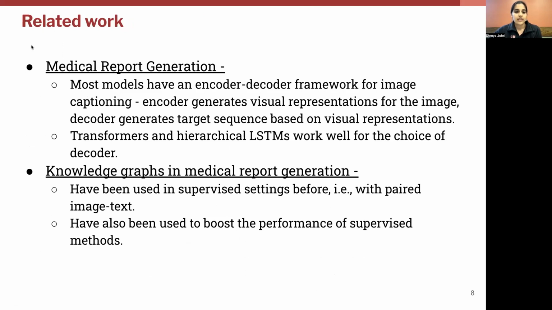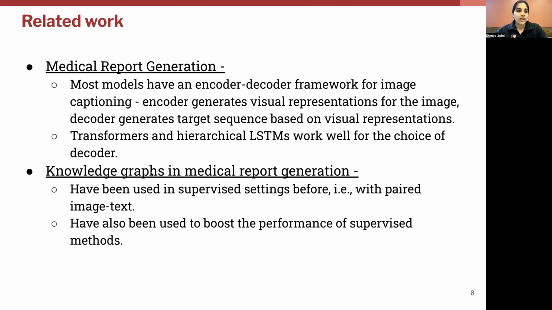And just to also briefly talk about some more related work in the field. So medical report generation has been around for a while. This paper was not the first one to talk about it. Most of the models that use this are encoder and decoder based models. So the encoder is basically encoding the image, and the decoder is then taking the encoded image and generating a report. And in most of these models, transformers and hierarchical LSTMs were the preferred decoders of choice.